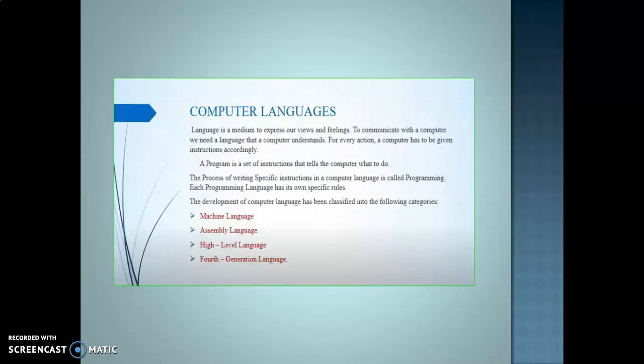A program is a set of instructions that tells the computer what to do. And the process of writing specific instructions in a computer language is called programming. Each programming language has its own specific rules. In this category, we will learn about machine language, assembly language, high-level language, and fourth-generation language.